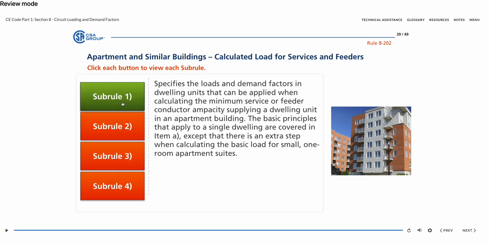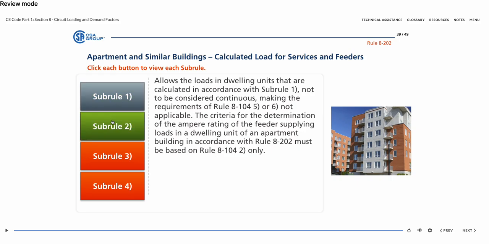Subrule 1 specifies the loads and demand factors in dwelling units that can be applied when calculating the minimum service or feeder conductor ampacity supplying a dwelling unit in an apartment building. The basic principles that apply to a single dwelling are covered in Item A, except that there is an extra step when calculating the basic load for small one-room apartment suites.